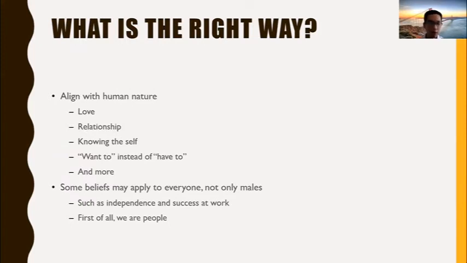So what is the right way to expect a man, to expect males? As a male, we need to behave, we need to talk, we need to think in alliance with human nature. So what is in human nature? There's love, there's relationship, there is understanding about the self, there is a sense of want to instead of have to, and there's more stuff. So we need to love, we need to receive love, we need to express love to other people, we need to build relationships with other people, we need to know about ourselves, we need to know about why we are like this, we need to know about what we really want in the inner self, inside our heart.